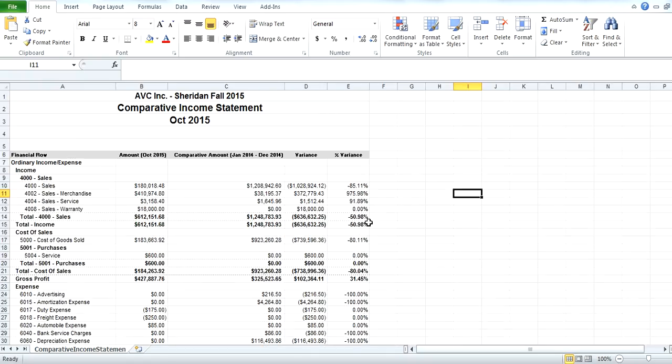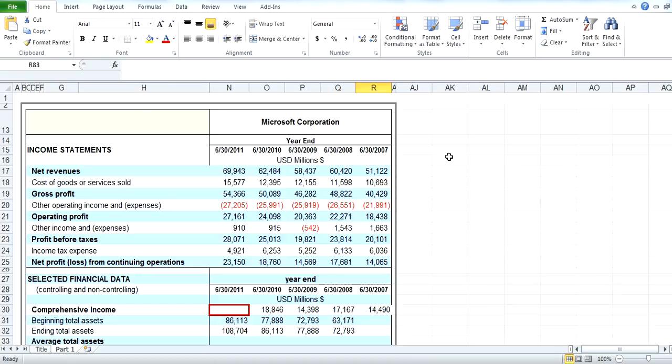Okay? So this is just me showing you our export of this comparative income statement into Excel. And this is nowhere near ready to be shown to anyone. So what does a ready report look like with performance ratios? So I'm going to open up the example that I have here. It says Microsoft, but it's not really Microsoft. So let's just change the name.